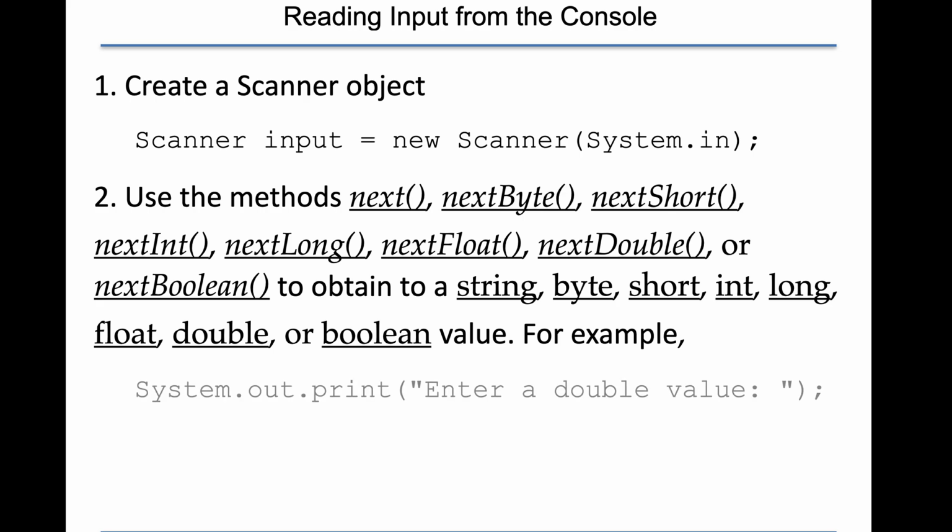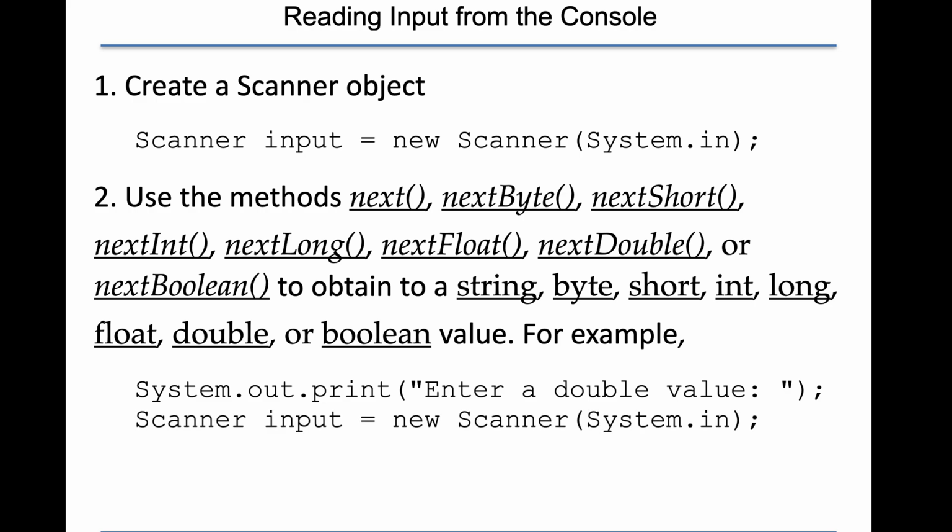For example, if we want to take a double value from the user, we prompt the user to enter a double value. Prompt the user means we give the user a hint of what he or she needs to do. After we give this hint, we need to create this door using this line: Scanner input = new Scanner(System.in). And next we have to do the input taking part.